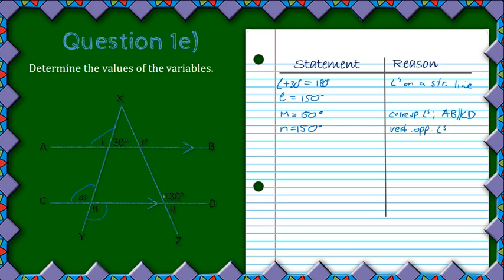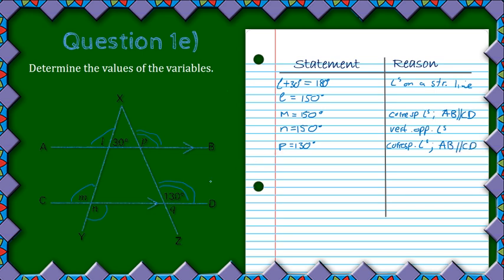Right, then we move over to P and Q. Let's start with P since it's alphabetically first. So P is equal to this angle because these two angles are corresponding angles. So P is equal to 130 degrees, where it is corresponding angles where AB is parallel to CD.